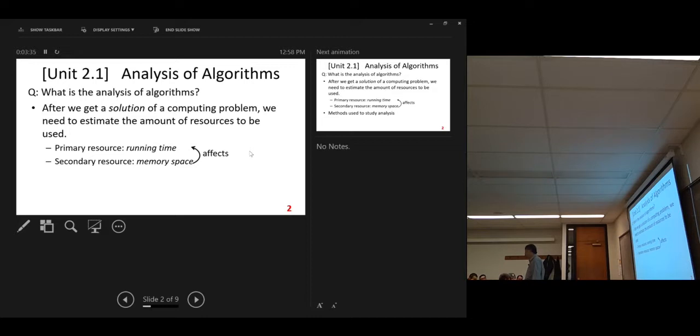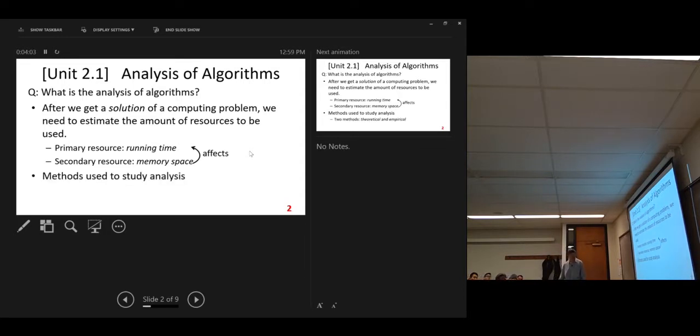If it wastes too much space, your program will be very slow, right? So for that reason, we need to reduce the amount of space used. But in our analysis, most of our time we put here on running time, but sometimes we also look at that problem.